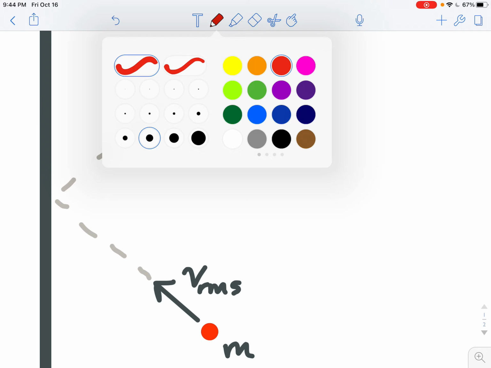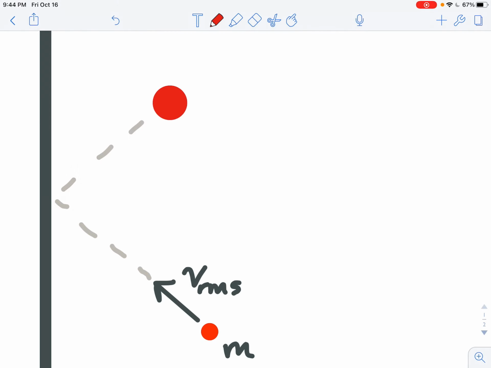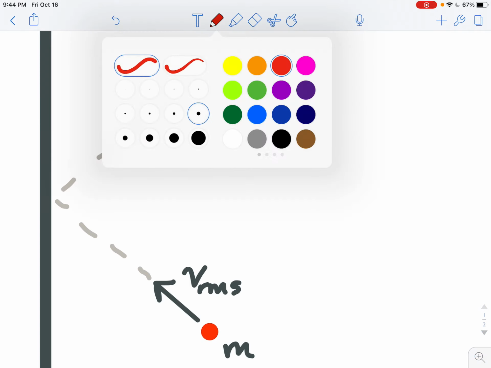I don't know what size to do this. That one. Okay, boom. Whoa, too big. Undo. That one right there, maybe.